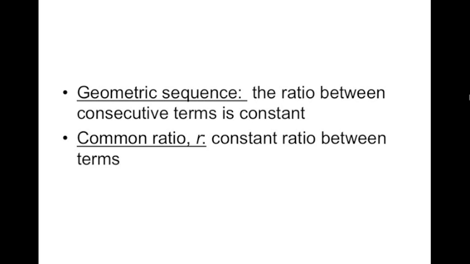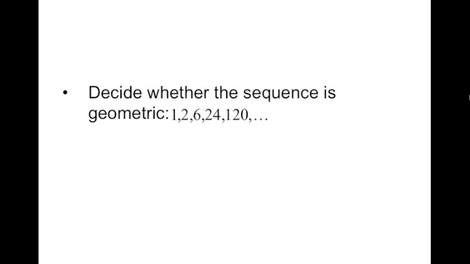So a geometric sequence is defined as a sequence where the ratio between consecutive terms is constant. If I take one term and divide it by the term before it, I get the same answer all the way through. Another way of thinking is that we're multiplying by the same thing each step along the way. That constant ratio we're going to call R, and that's what we're multiplying by step to step. Yesterday we were looking at whether we were adding the same thing. Here we're going to look at whether we're multiplying by the same thing.